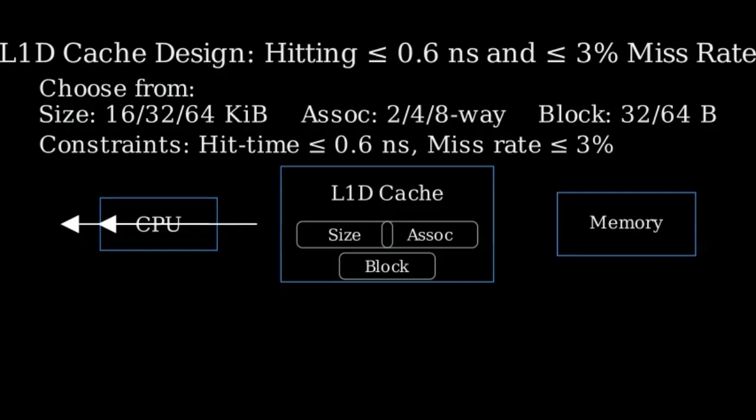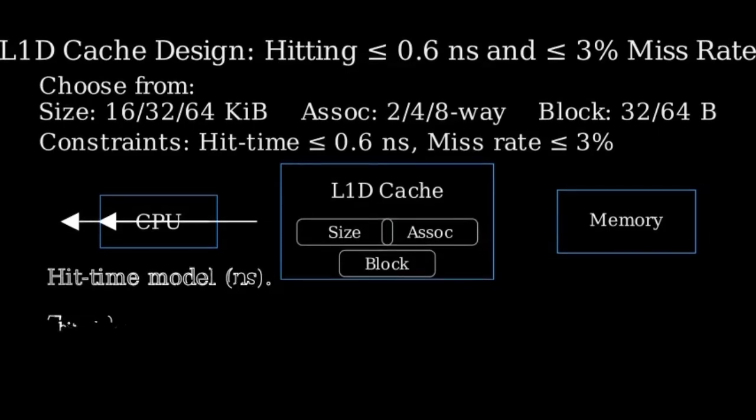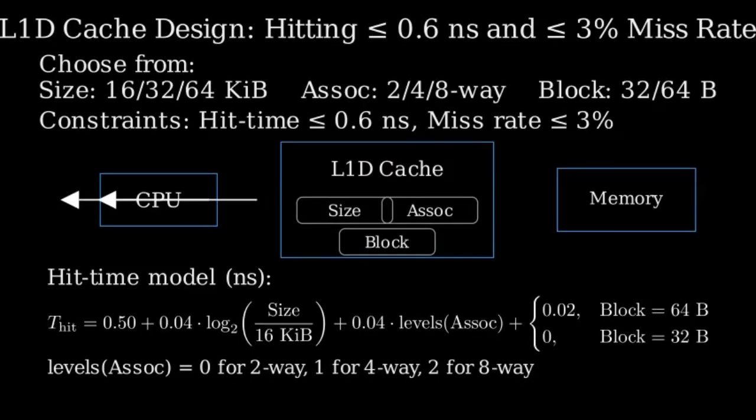To reason quantitatively, we'll use a simple hit time model that captures first-order effects and a miss rate table representative of a SPEC-like mix. For hit time in nanoseconds, we assume a base of 0.50 for a small two-way, 16 kilobyte, 32-byte block L1. Then add 0.04 when size doubles from 16 to 32, and another 0.04 when 32 doubles to 64. Add 0.04 when going from two-way to four-way, and another 0.04 from four-way to eight-way. Add 0.02 if the block is 64 bytes instead of 32.